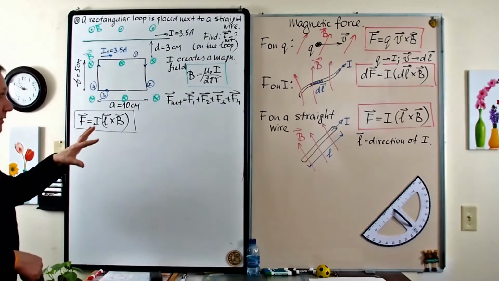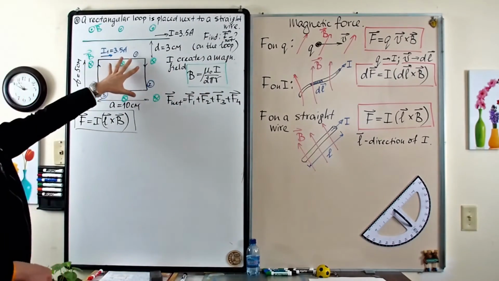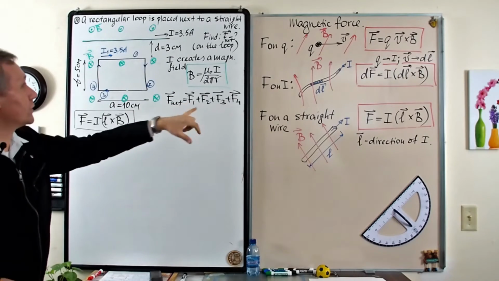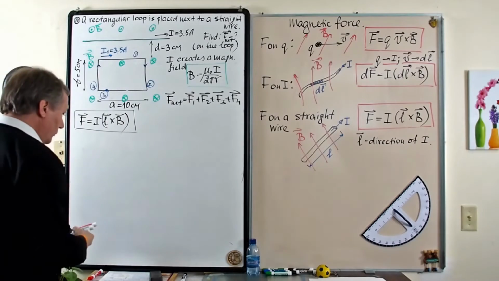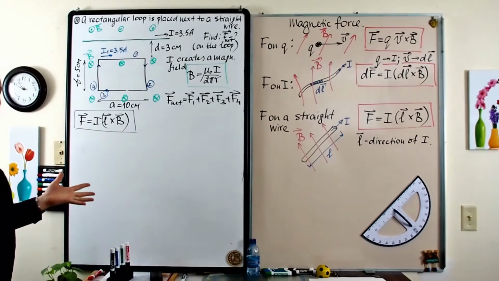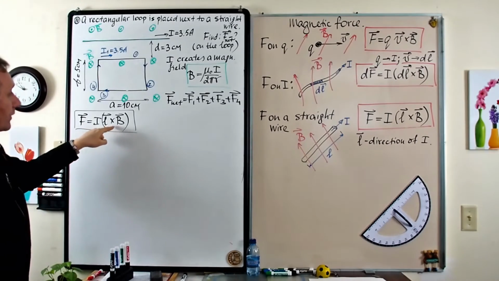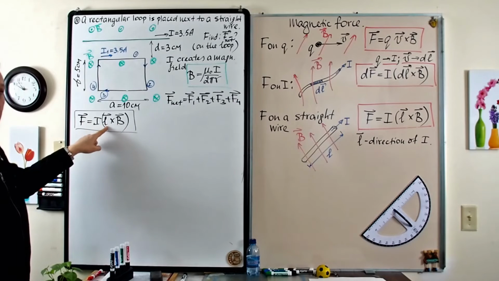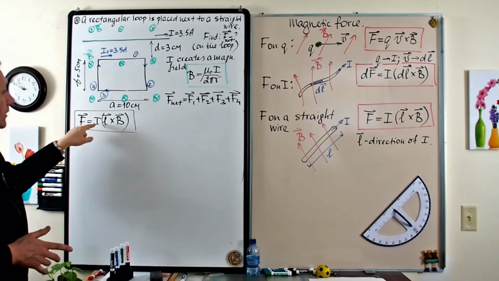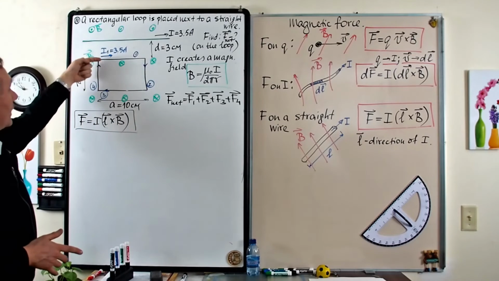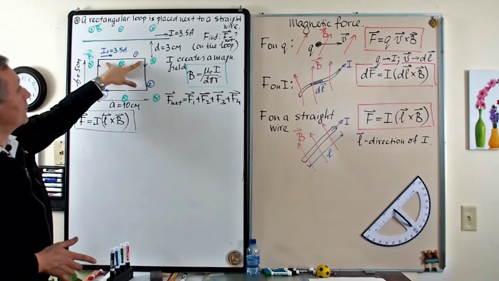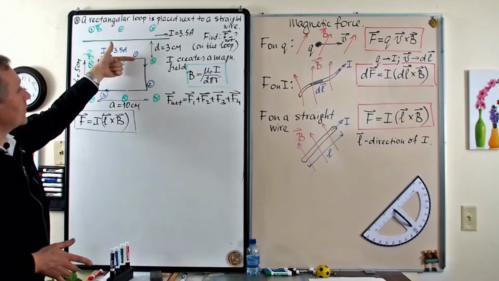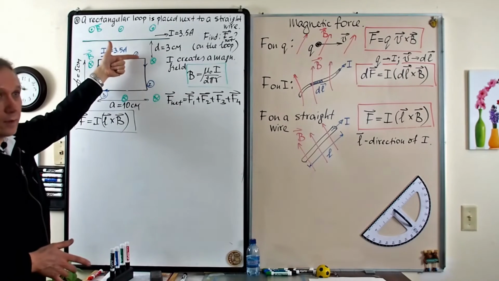So let's first find directions. I just want to see directions of these forces on the picture. Let's start with this first one, F1. Again, what determines direction of the force? Cross product of L and B. And again, you remember what determines direction of L? Direction of the current. So for L1, that's the direction of the current for this first piece of the loop.